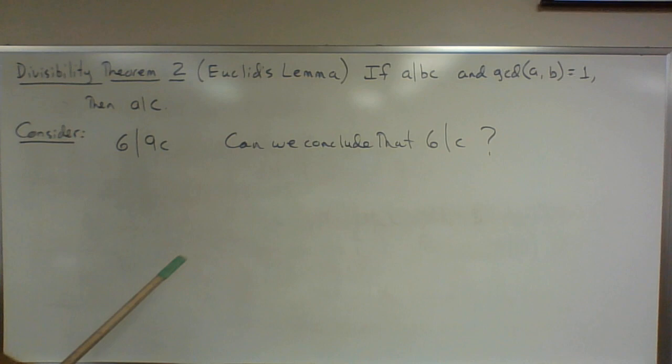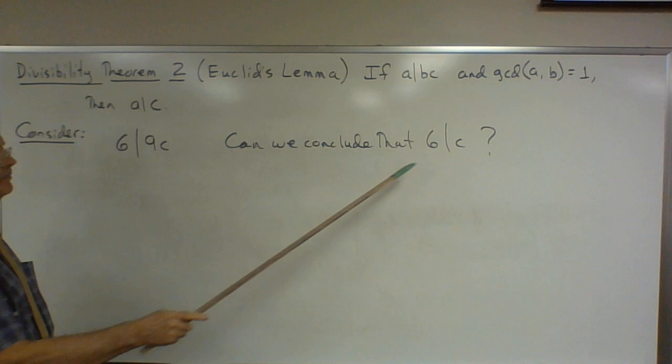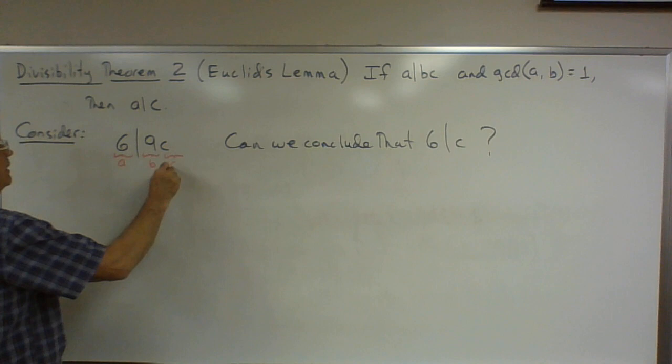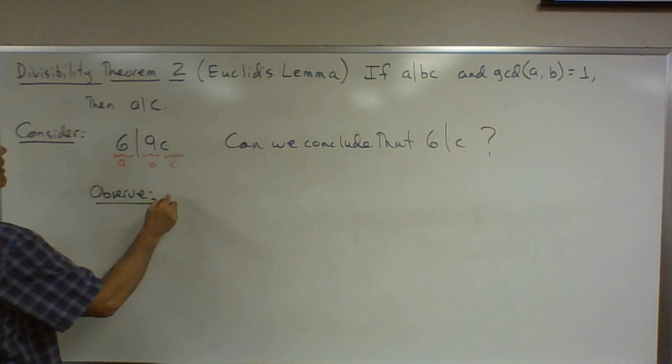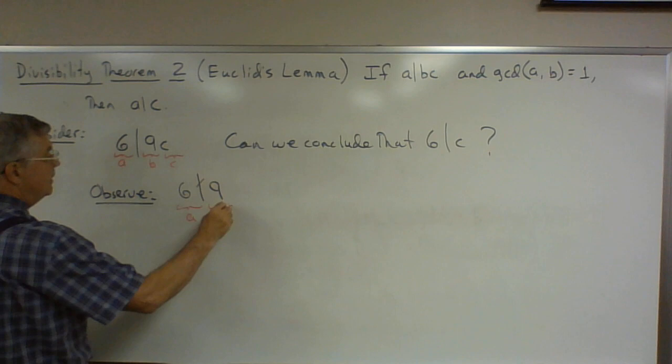Suppose that we have that 6 divides 9C. Can we conclude that 6 divides C? Let's see. Here's our A. Here's our B. And we'll let C equal C. Six does not divide nine, where six is A and nine is B.